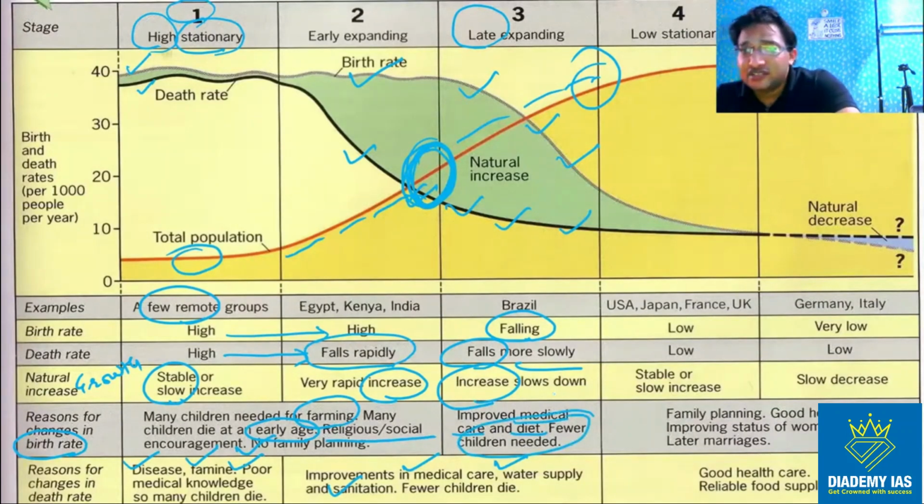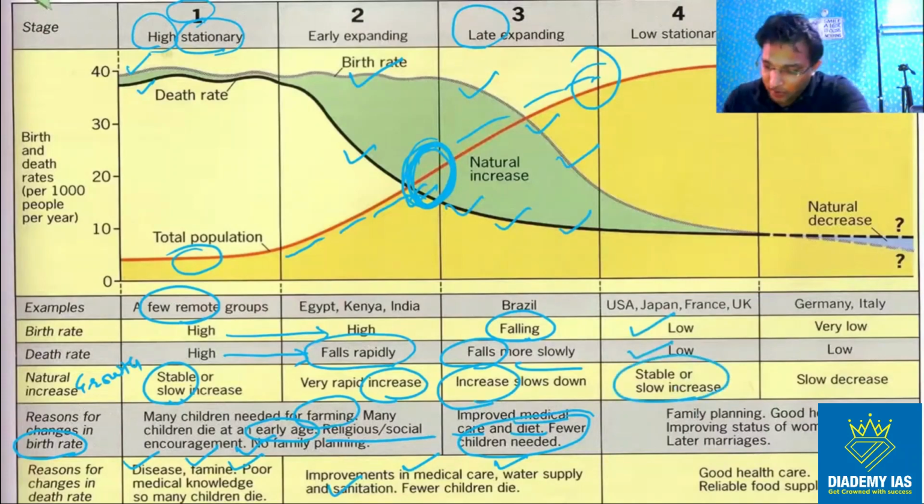The next stage is the low stationary stage. In this case, both birth rate and death rate remain low. The total population remains stable. Why is birth rate declining? Because of family planning, good health, improved status of women, and late marriages or absence of universal marriage. ठीक है? तो ये सब होता है आपके डेवलप्ड कंट्रीज में, जैसे यूएसए है, सॉरी जापान है, फ्रांस है, यूके है. So all these countries are located in this particular stage.